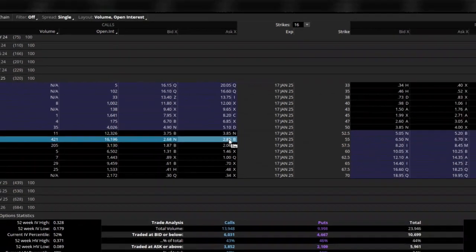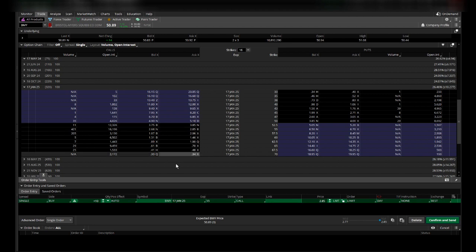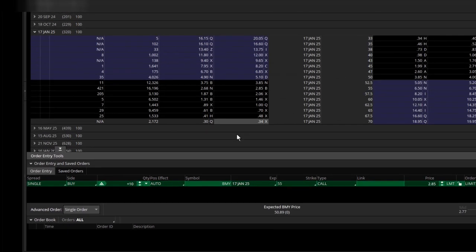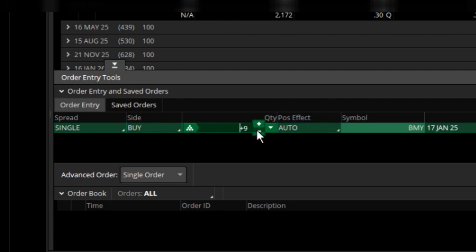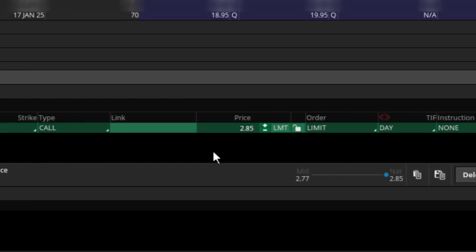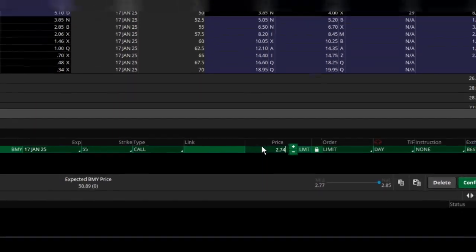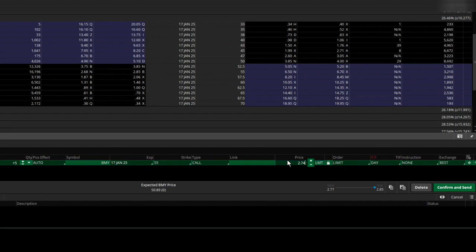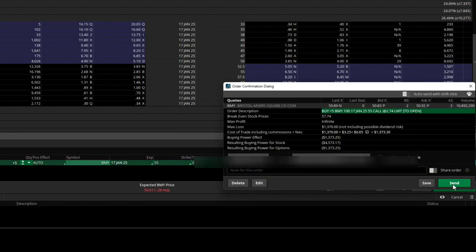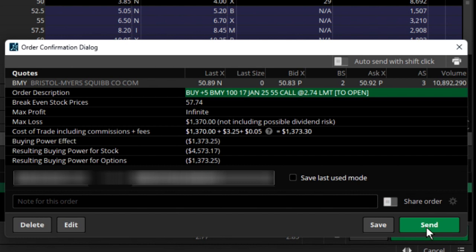I click on the option price that is in the ask column and an order ticket pops up. I usually go with an even amount of contracts, but my risk management strategy told me I can do 5 contracts. The price I paid was $2.74 per share. Now remember, each contract represents 100 shares, meaning that each contract itself was $274. All right. Everything seems to be in order, so I'm going to hit confirm and send. One last confirmation pops up showing me how much I'm paying for the trade, along with my maximum profit and loss. If everything's okay, I hit send and I just made an options trade.